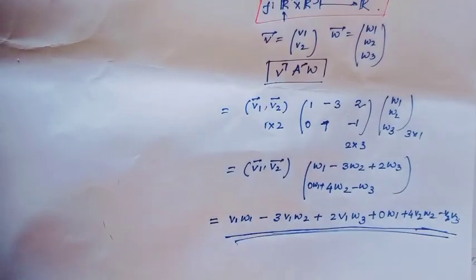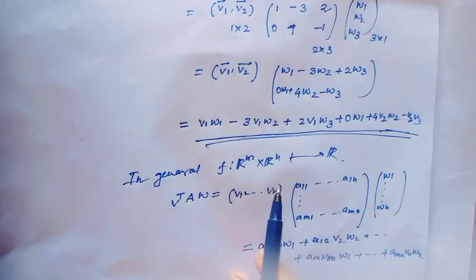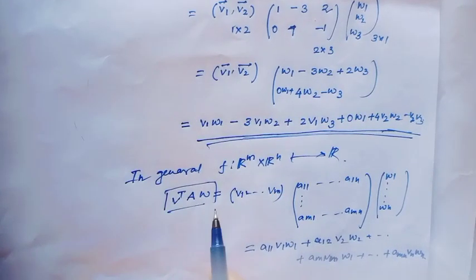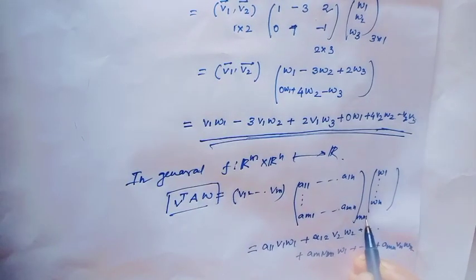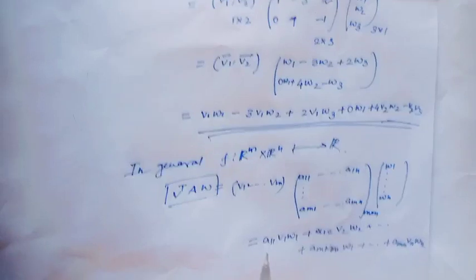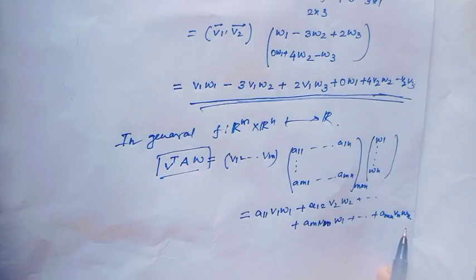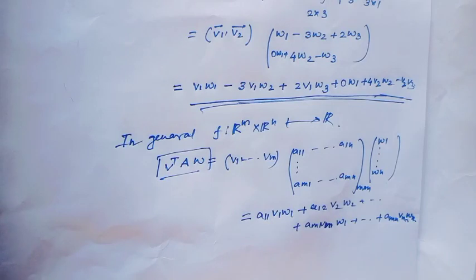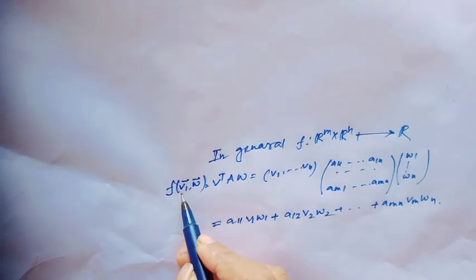And in general, this type of mapping would be of the form f from R^m cross R^n to R, where the mapping is V transpose AW. Here V transpose means V1, V2, up to Vm, A is an m cross n matrix, and W is the n-tuple vector W1, W2, up to Wn. The mapping is A11 V1 W1 plus A12 V2 W2, up to Amn Vm Wn. Obviously this type of mapping is a bilinear form, because it is linear.